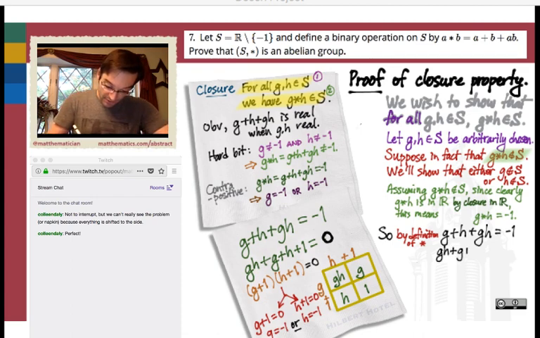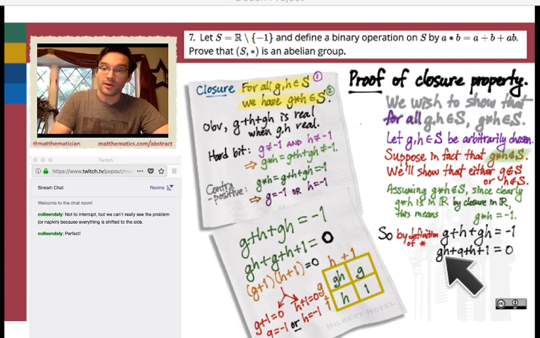GH plus G plus H plus 1 is equal to 0. By the way, notice I'm also implicitly using the commutative property of addition of real numbers here because I traded places with the GH and the G plus H. I'm not going to make a note of that, but I suppose we could. Because we would also have to note the cancellation property, which permits us to add 1 to both sides and still have an equation with the same truth value.